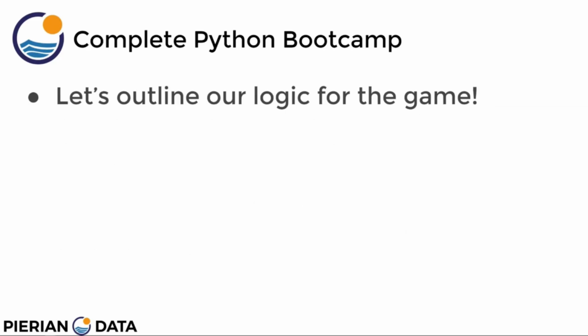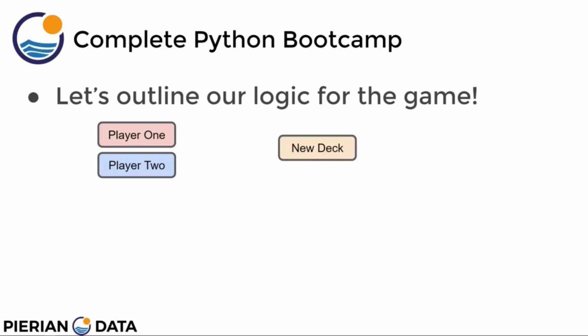Okay, so let's outline our logic for the game. We're going to do this visually. So the first thing we have to do is create 2 instances of the player class, player 1 and player 2. And essentially these will both be computers. And then we're going to create an instance of a new deck.